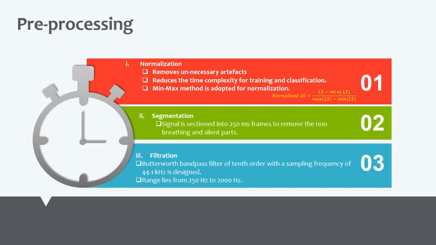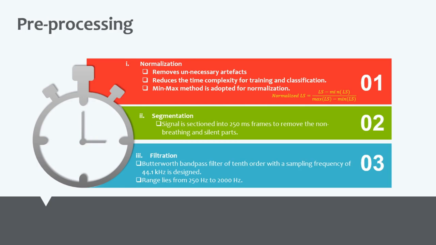Here we use the min-max normalization algorithm, which means that the minimum value in the lung sound is mapped to 0 and the maximum value is mapped to 1. Its formula is given as follows. Segmentation. It is the division of an entire signal into smaller segment parts or frames. In this research work, it is done by framing of the signal, in which the lung sound is divided into frame durations of 250 milliseconds to remove non-breathing and silent parts.